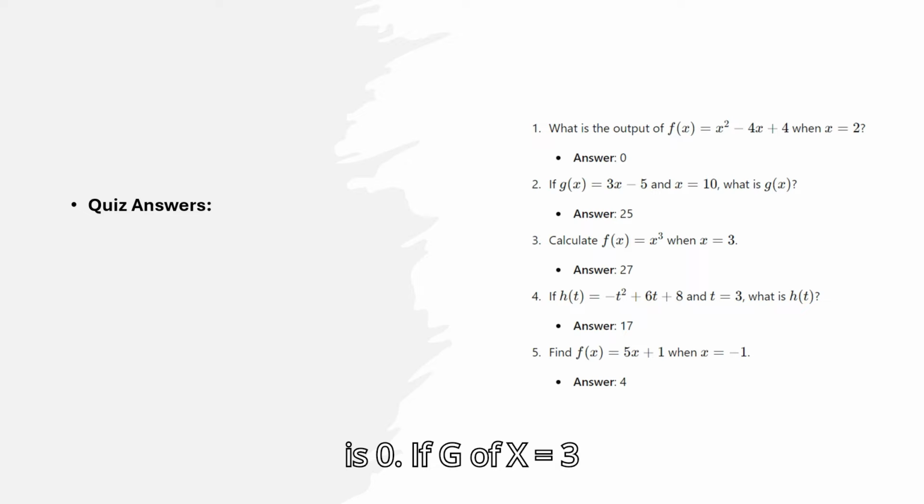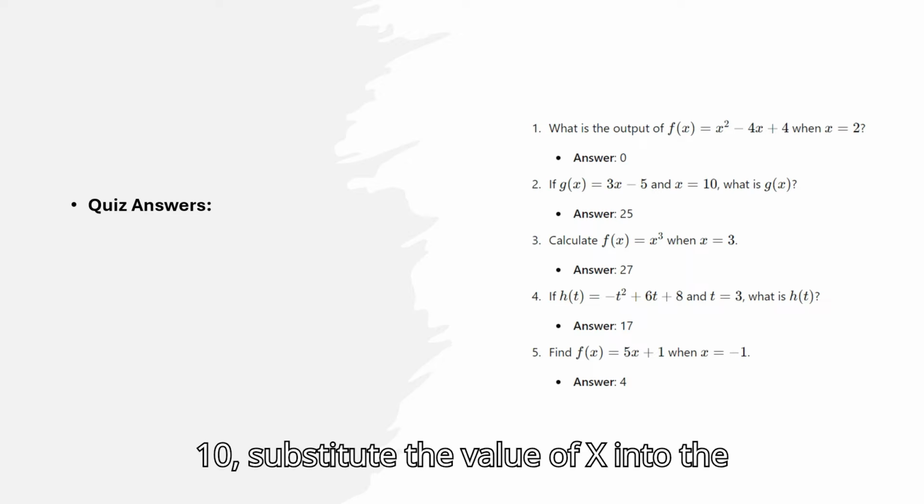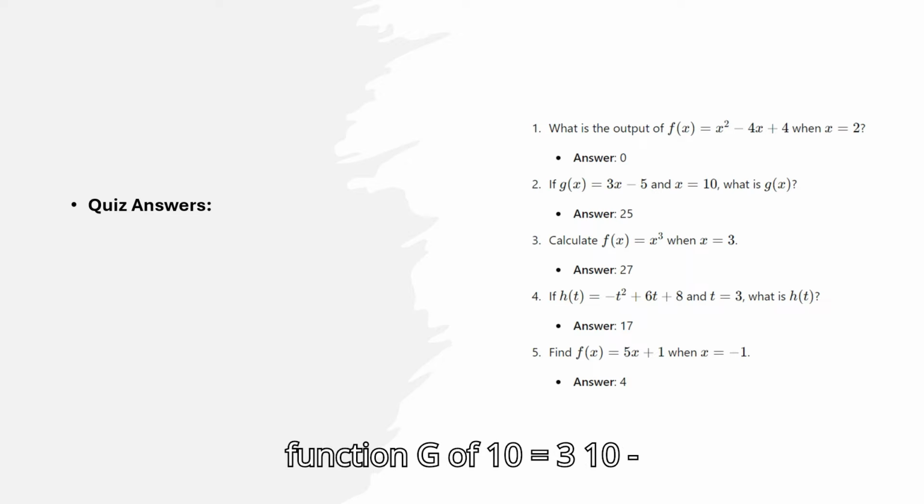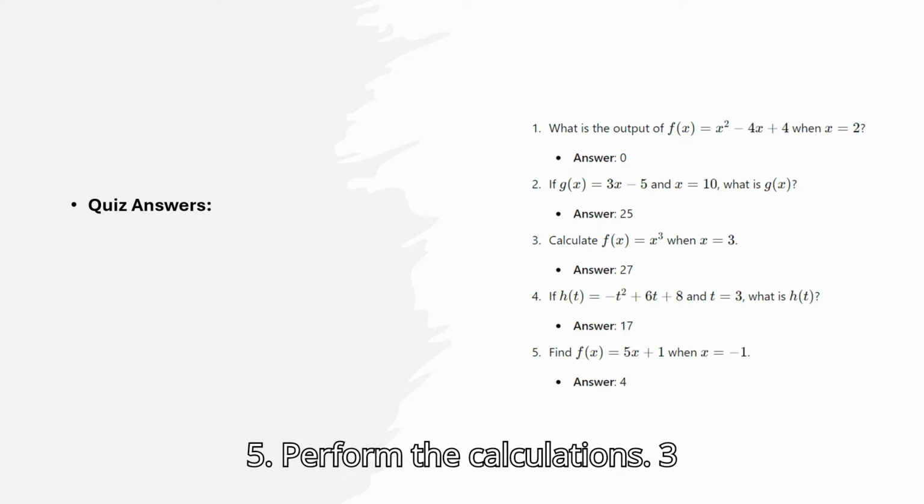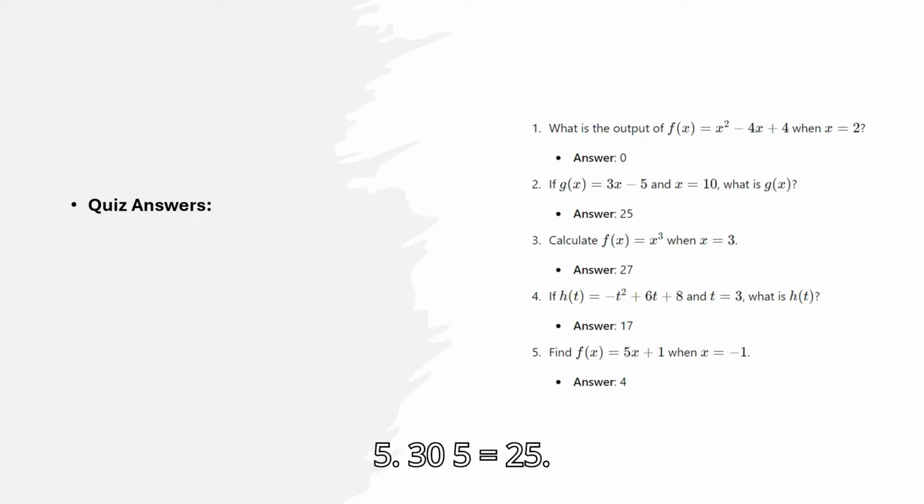If g of x equals 3x minus 5 and x equals 10, what is g of x? To find g of x when x equals 10, substitute the value of x into the function. G of 10 equals 3 times 10 minus 5. Perform the calculations. 3 times 10 equals 30. Now, subtract 5. 30 minus 5 equals 25. Therefore, g of 10 equals 25.